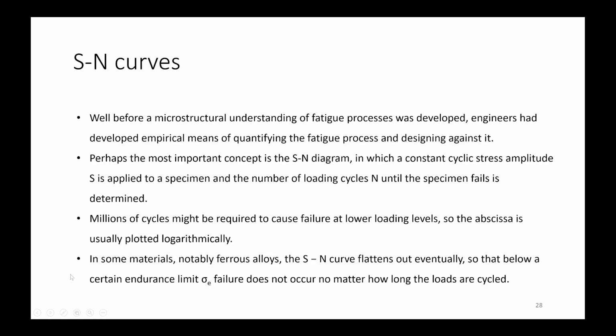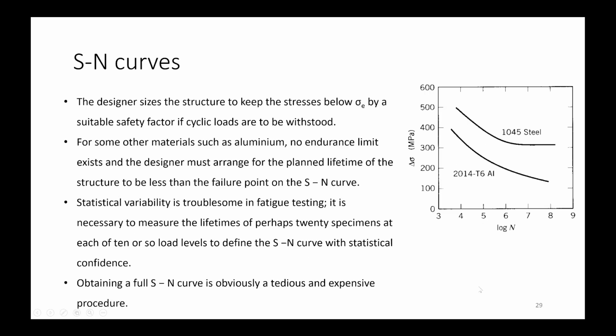In some materials, notably ferrous alloys, the SN curve flattens out eventually so that below a certain endurance limit, failure does not occur no matter how long the loads are cycled. So the designer sizes the structure to keep the stresses below your sigma E by a suitable safety factor if your cyclic loads are to be withstood.